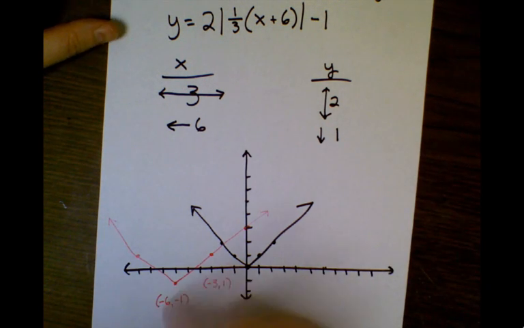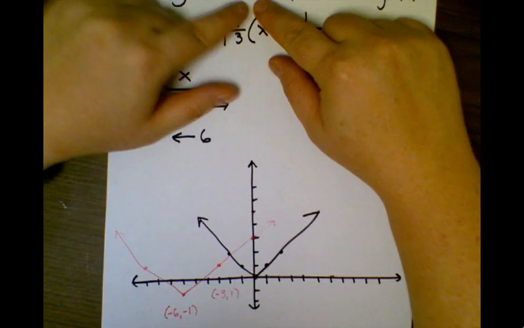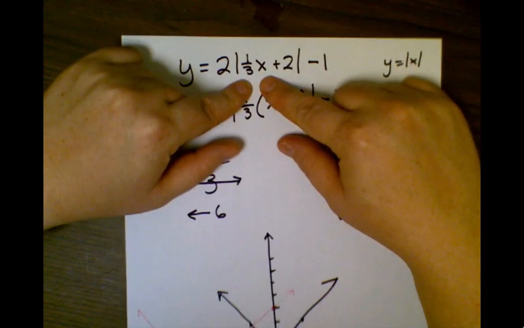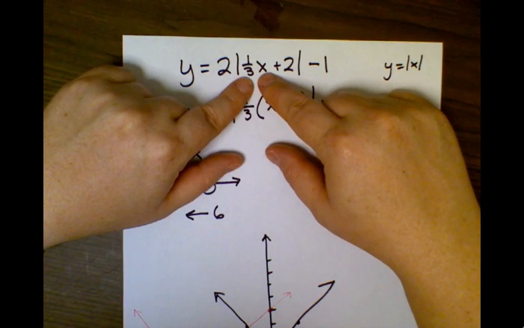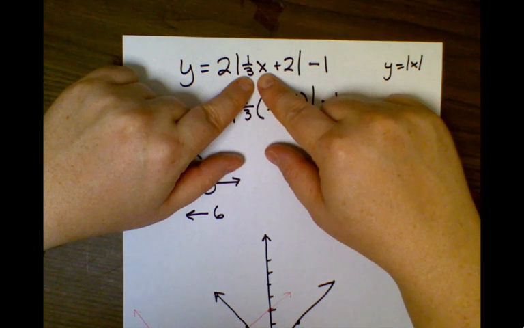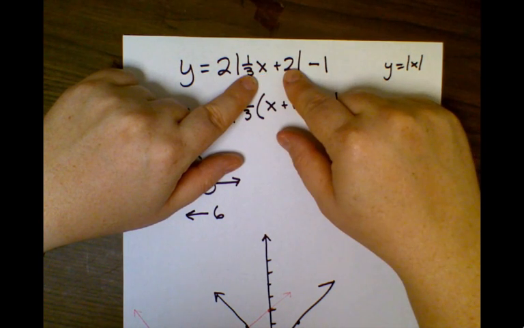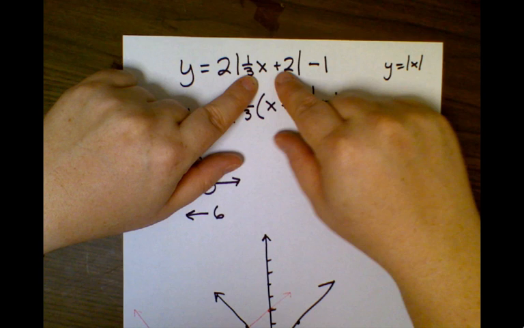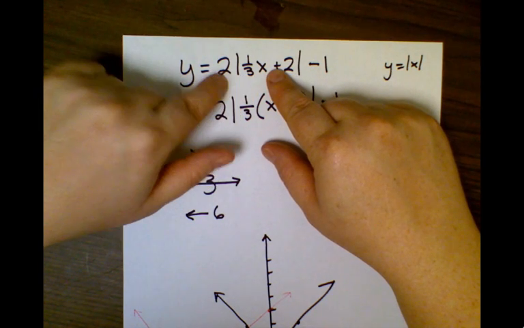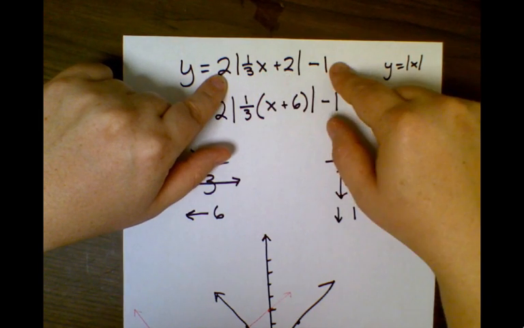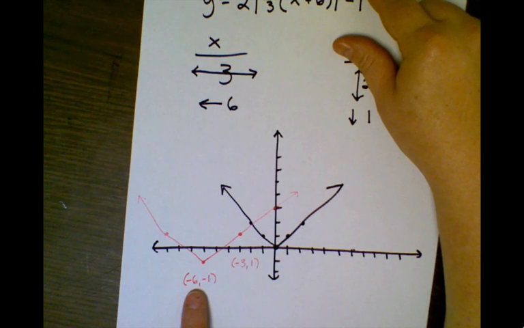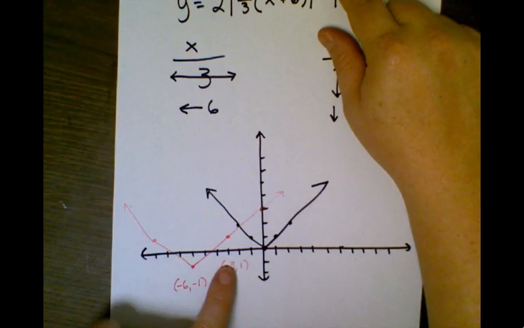So negative 6. I'm going to plug into my original function, negative 6. 1/3 of negative 6 is negative 2. Plus 2 is 0. The absolute value of 0 is 0 times 2 is still 0. Take away 1 is negative 1. So indeed, when I plug in negative 6, I should get out negative 1. Excellent.